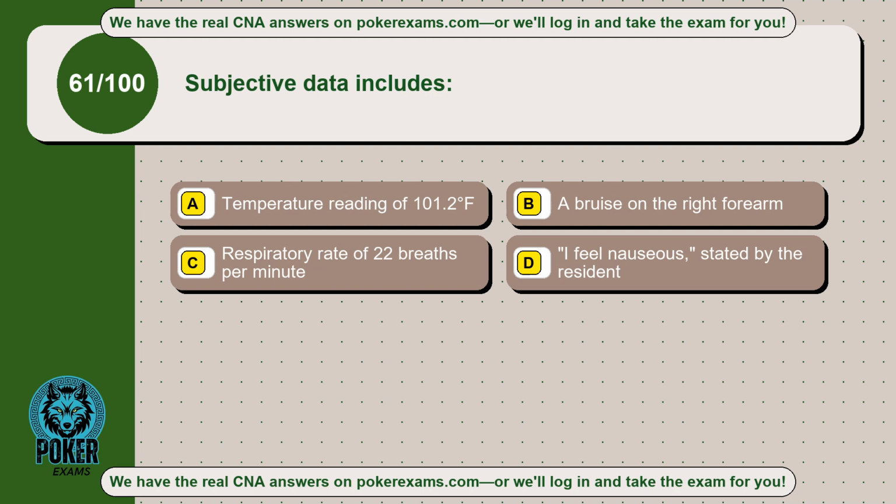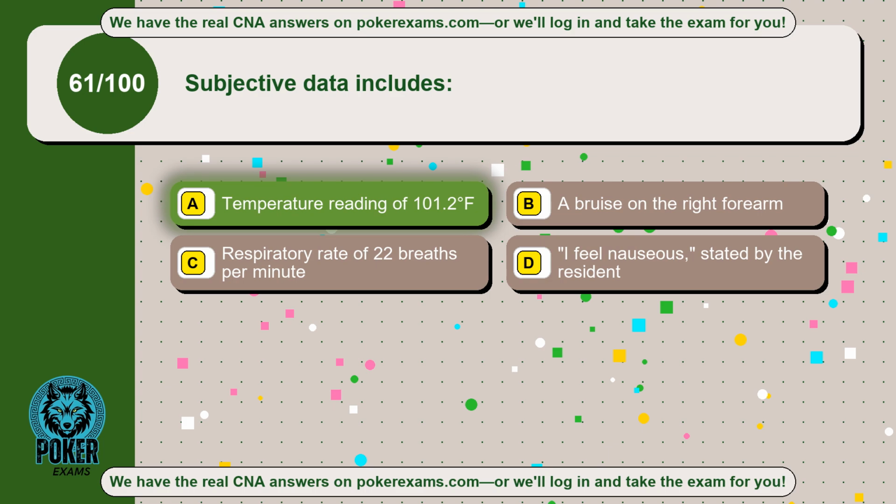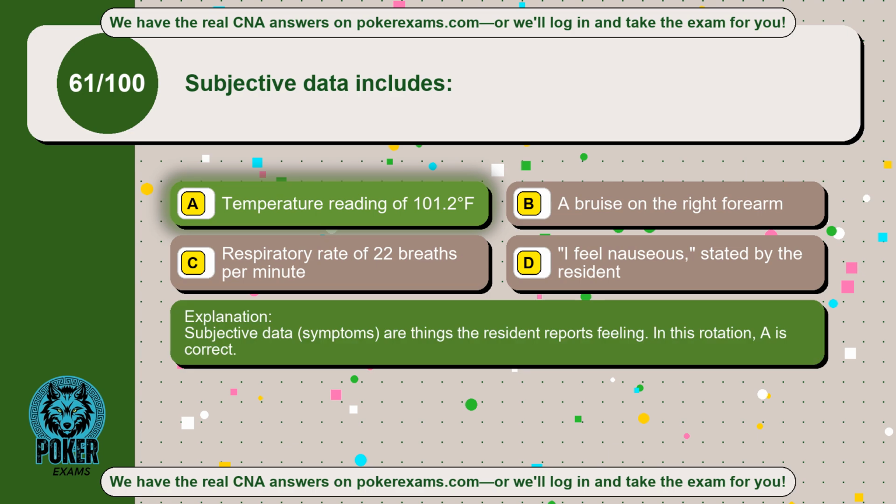Question 61. Subjective data includes: Option A, temperature reading of 101.2 degrees Fahrenheit. Option B, a bruise on the right forearm. Option C, respiratory rate of 22 breaths per minute. Option D, I feel nauseous, stated by the resident. The correct answer is option A. Temperature reading of 101.2 degrees Fahrenheit. Subjective data, symptoms, are things the resident reports feeling. In this rotation, A is correct.